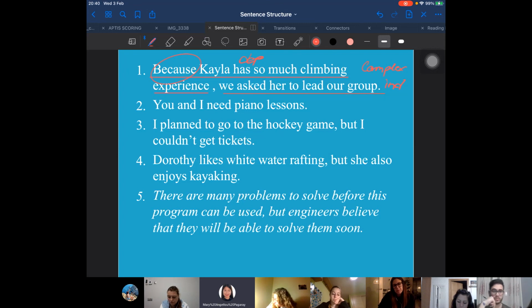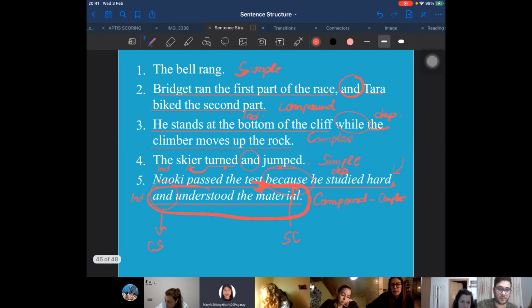Let's continue with number 2, Ivan. You and I need piano lessons. I think it's simple. And what kind of subject? There are 2 subjects, and we call that compound subjects. Compound. Okay. So the compound here is only the subject, but the sentence is simple. It's the same here, where we have a compound predicate. Okay. Perfect.